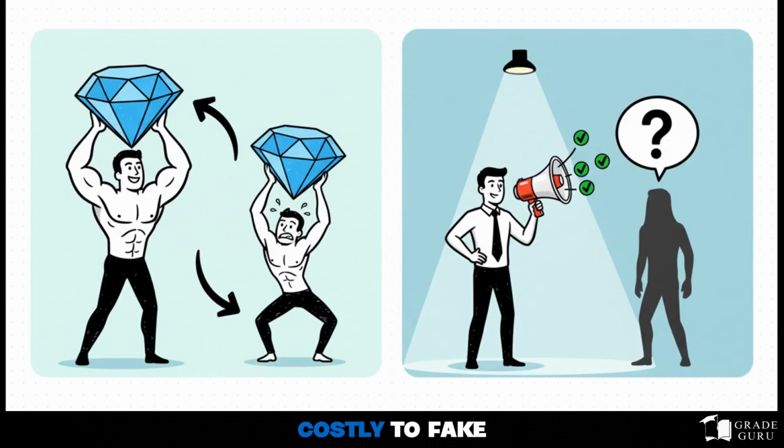First is the costly to fake principle. It's right in the name. The signal has to be so expensive that a bad quality seller just can't afford to fake it. Then there's the full disclosure principle. This one's a bit more subtle. It basically says that since buyers assume the absolute worst if you're silent, good sellers have every reason to just share all the information they have.